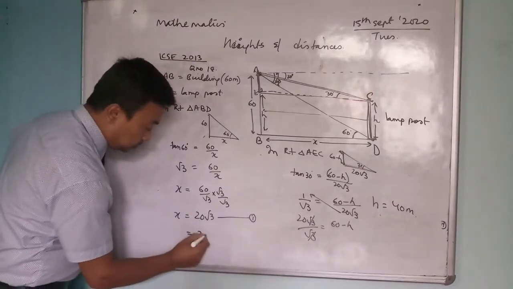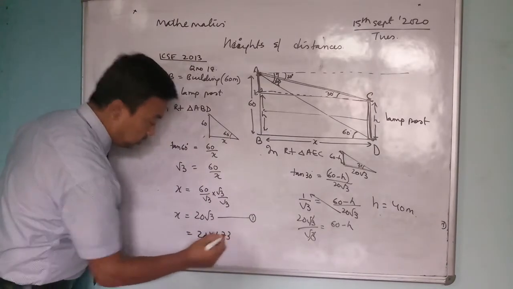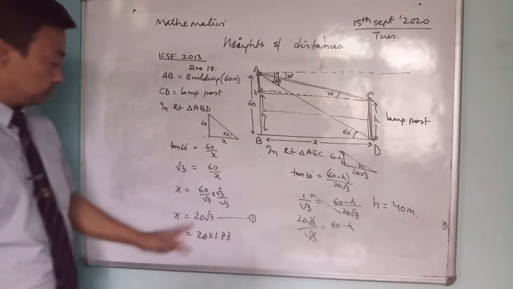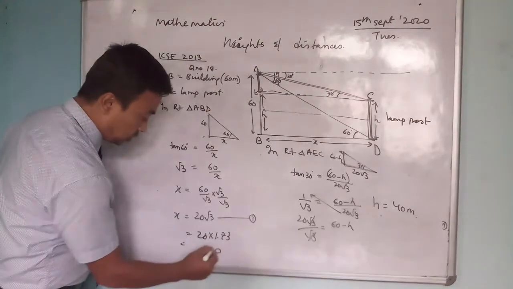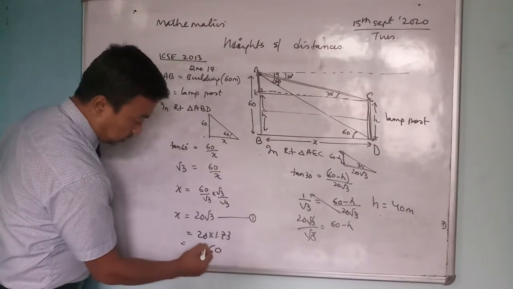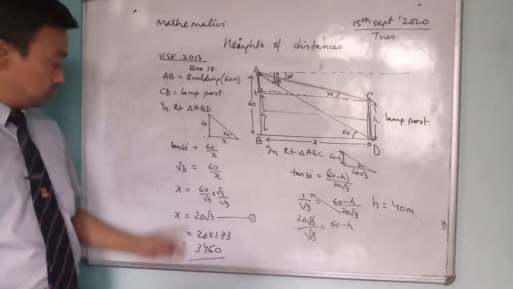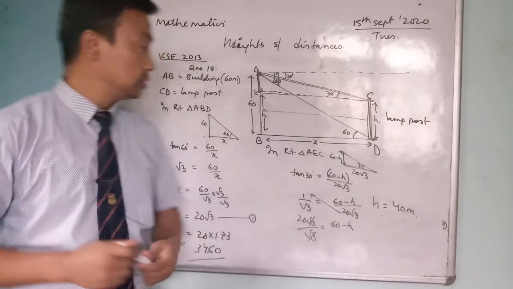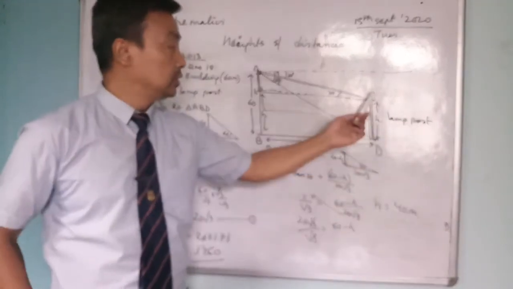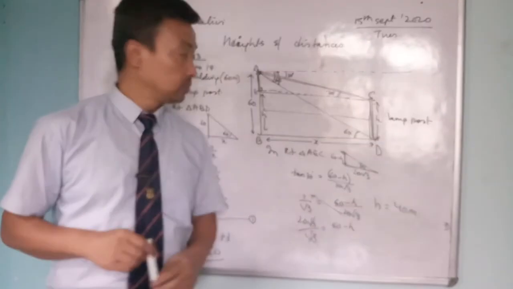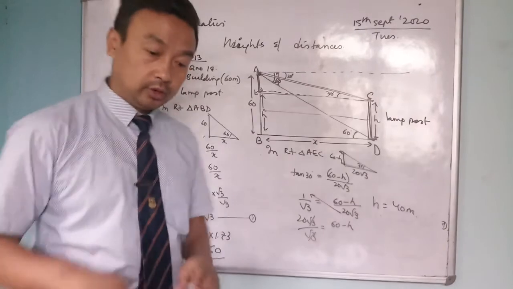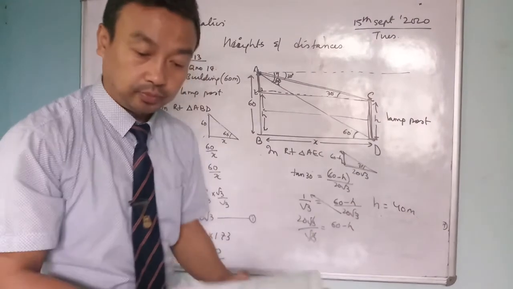So when you substitute now and multiply, you will get the answer, 34.6. If you round it off, it will be 35 meter. So the distance is 35 meter. The height of the lamp post is how much? 40 meter.